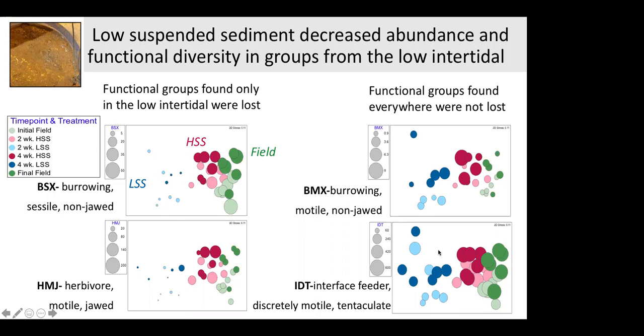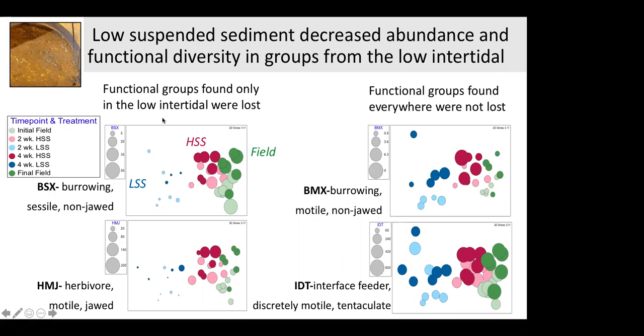These NMDS plots cluster cores by similarity based on functional groups, so not taxonomy, but where they live and what they eat. And what they show is functional groups that were found all the way across the tidal flat. So they were found in the high intertidal, the mid intertidal, and the low intertidal. They were totally fine when the amount of sediment was decreased. So this is a group of species that are burrowing, motile, and don't have jaws. This is a group of species called interface feeders. So they feed in that sediment water interface. When there's low water and they're exposed, they scrabble up particles from the sediment surface. And then when the tides come in, they put their tentacles up and they grab food out of the water. And they were both totally fine, regardless if there was high or low sediment in the water.